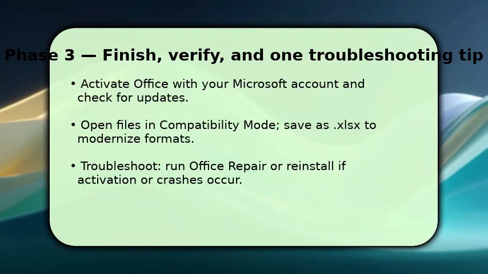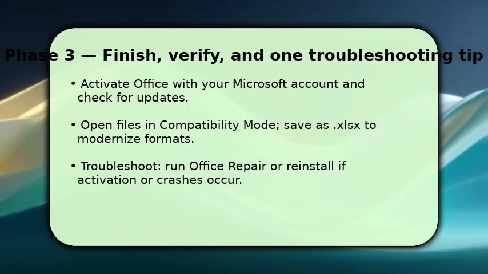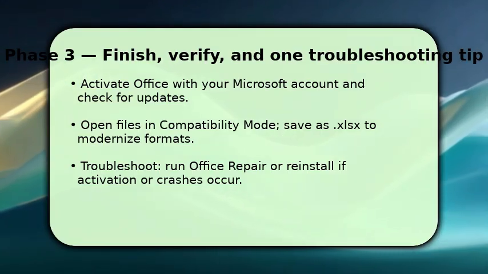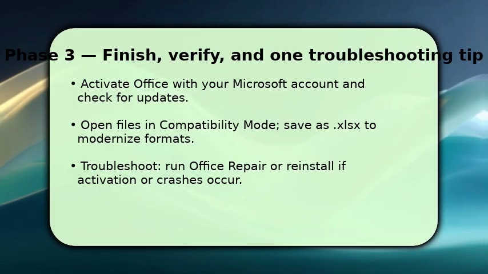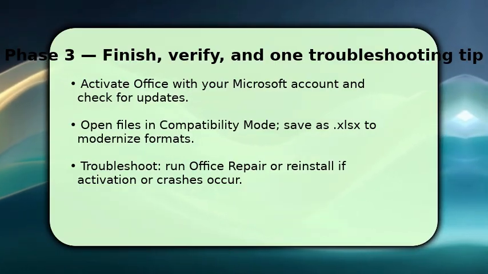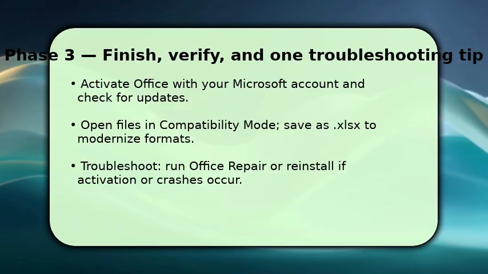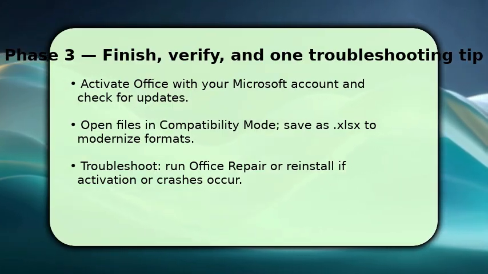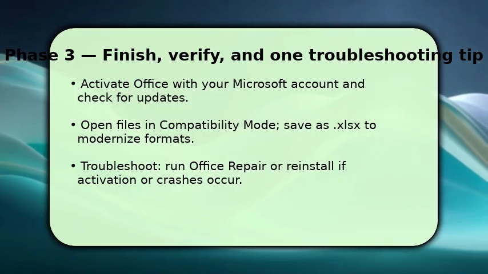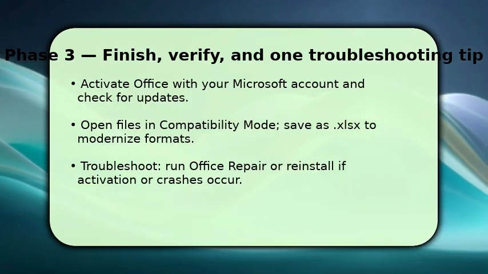You wrap up by activating and validating the new Excel install. Sign in with your Microsoft account to activate, then run Windows Update and Office Update to get the latest security fixes. Open old XLS files. Excel may run them in compatibility mode. Save important sheets as XLSX to enable new features and better performance.